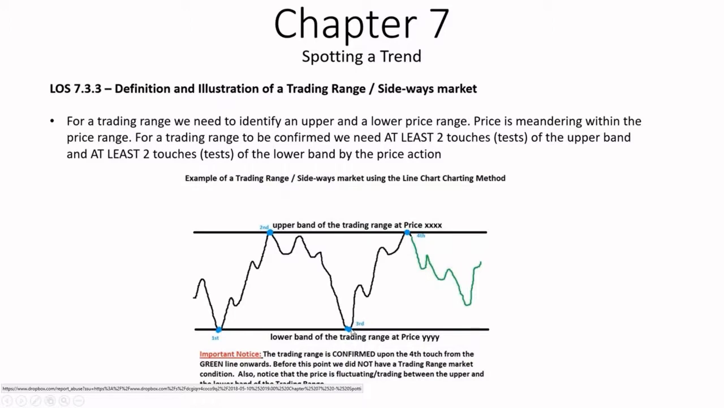So what I say here is that the trading range is confirmed upon the 4th touch from the green line onwards. So up to this level here, all this is not a trading range. Why? Because I had 2 touches on the lower band, but only 1 touch on the upper band. As soon as I have the second touch of the upper band, from this point onwards, a trading range is confirmed.